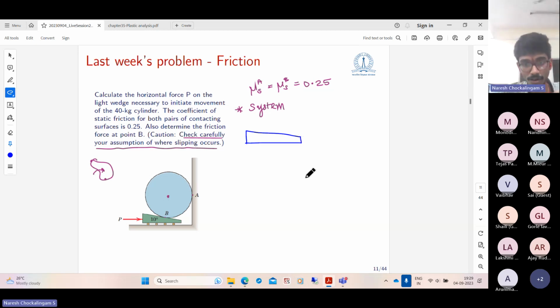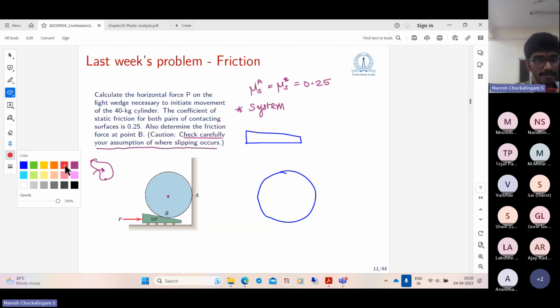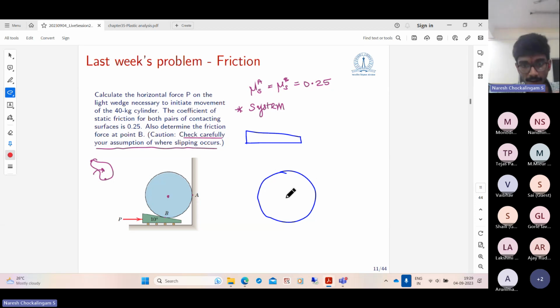And let us draw the free body diagram of the cylinder. So the cylinder is easy. Let us start with the cylinder. There is weight acting on the cylinder. Let it be W.